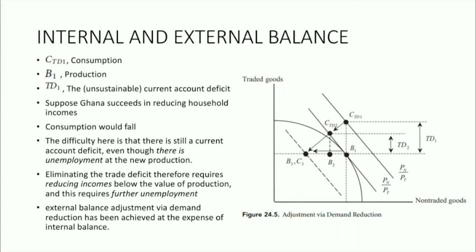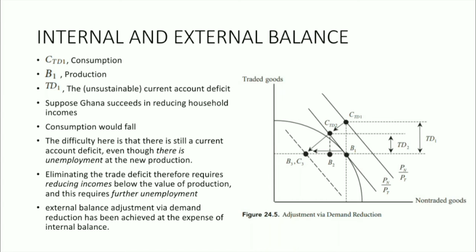So we have a new figure, 24.5. We have the consumption, which is CTD1, production B1, and the unsustainable current account deficit, TD1. Now let's suppose that Ghana succeeds in reducing household incomes to the value of production at point B1.